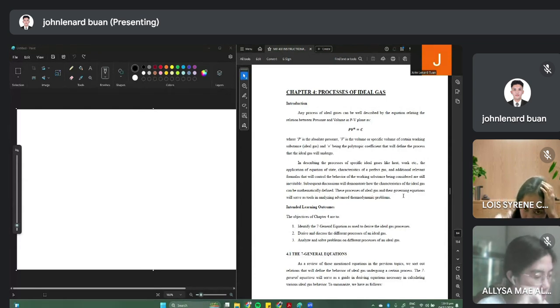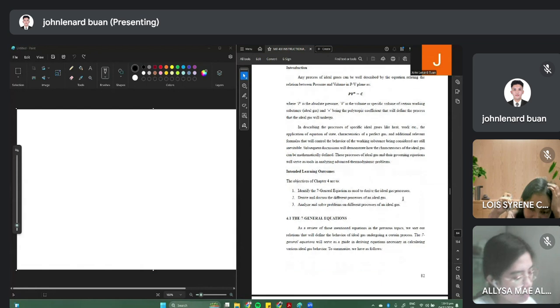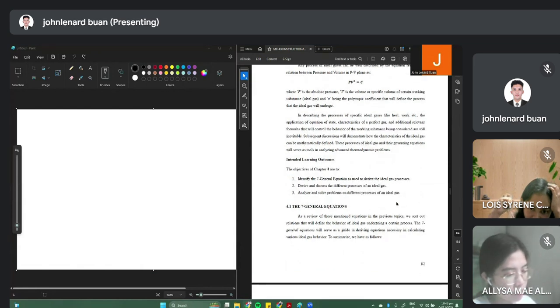So for the intended learning outcomes, we have three. The first one is to identify the 7 general equations used to derive the ideal gas processes. Second, to derive and discuss the different processes of an ideal gas. Third, and last, analyze and solve problems on different processes of an ideal gas. So let us proceed with the first main topic, which is the 7 general equations.